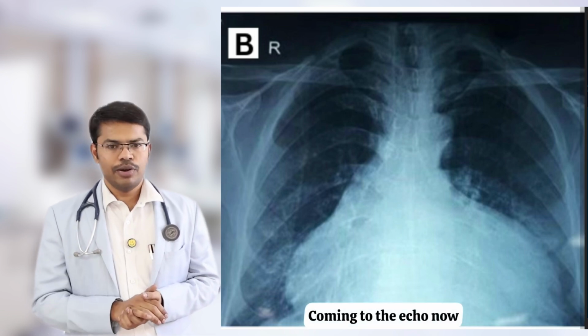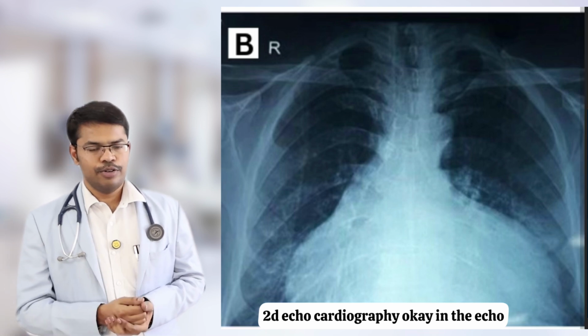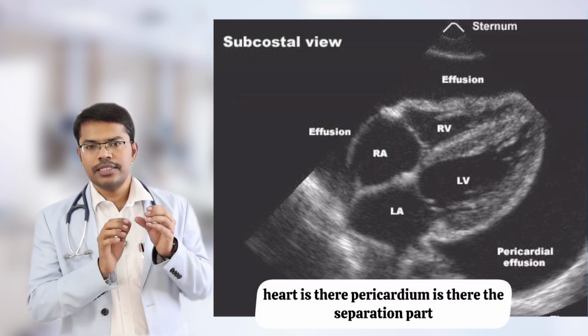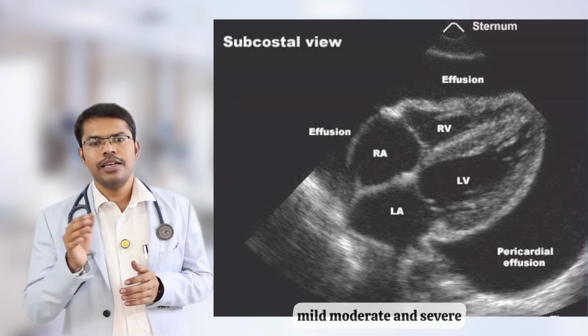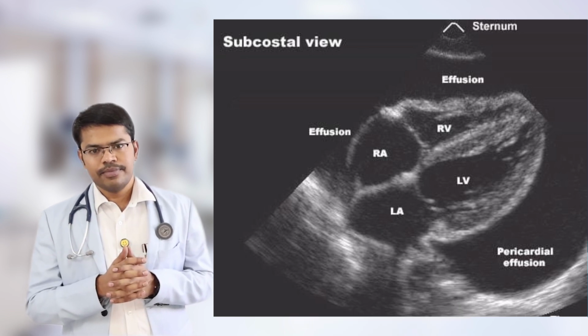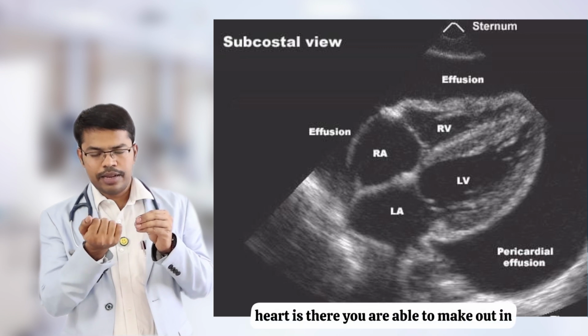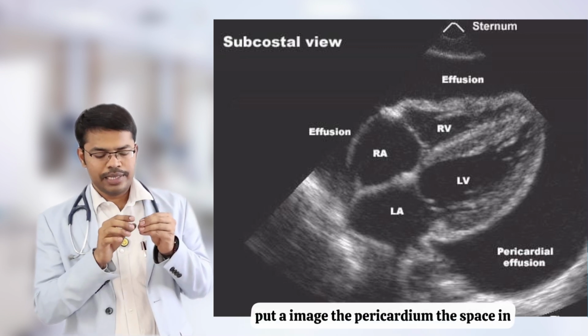Coming to the echo now, 2D echocardiography. In the echo, the heart is there, the pericardium is there. The separation part is what we are going to use to find mild, moderate and severe. The heart, you are able to make out in the echo. In the background we will try to put an image.